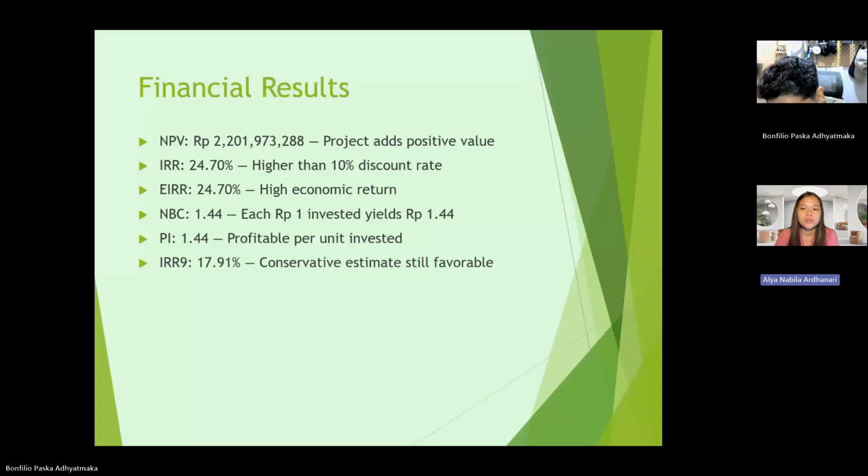And lastly, we calculate the modified internal rate of return, or IRR9. We assume that the interim cash flows are reinvested at a fixed rate of 9%. We compound all inflows to their future values, then calculate the return over the 5-year period. The resulting IRR9 is 17.91%, which is more conservative but still a very favorable return. Next.